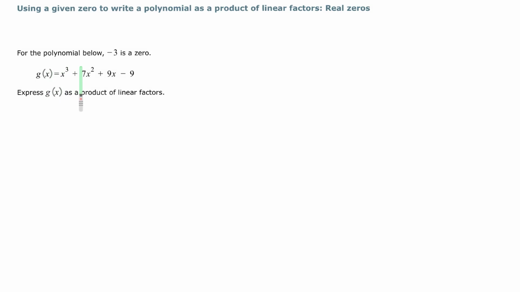For the polynomial below, -3 is a 0. Express g of x as a product of linear factors. Well, we could use the factor theorem then. The factor theorem says if g of c, for a polynomial evaluated at c, equals 0, then x minus c is a linear factor.